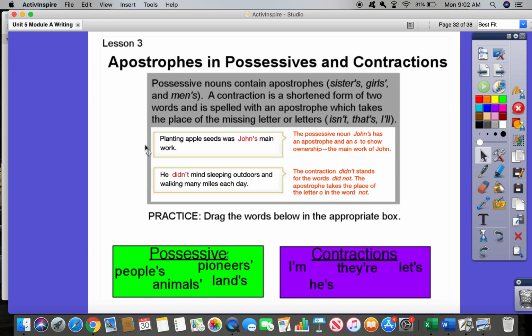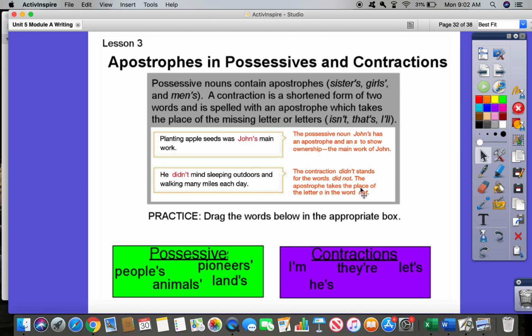Planting apple seeds was John's main work. The possessive noun John's has an apostrophe and an S to show ownership, the main work of John. He didn't mind sleeping outdoors and walking many miles each day. The contraction didn't stands for the words did not. The apostrophe takes the place of the letter O in the word not.